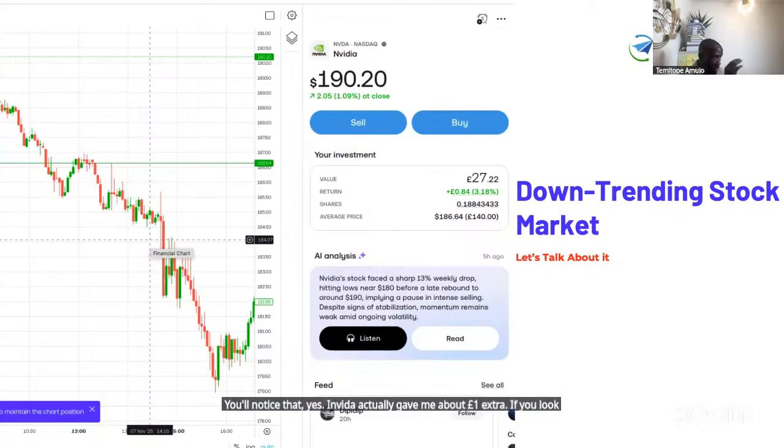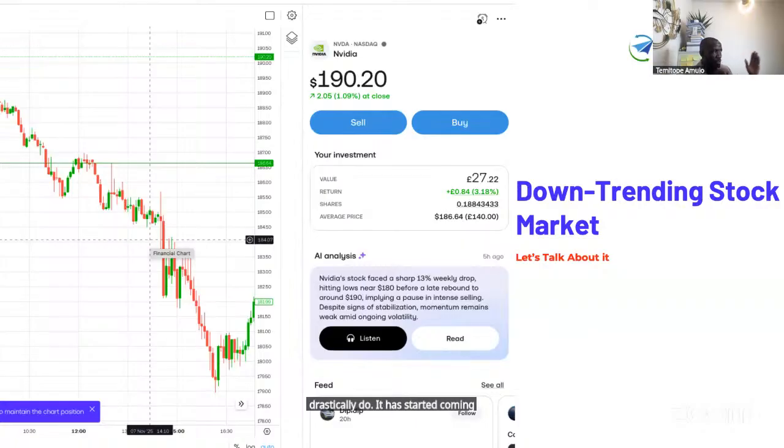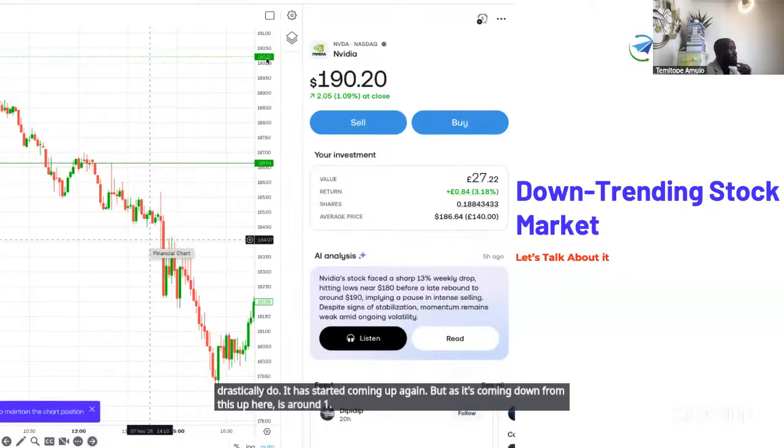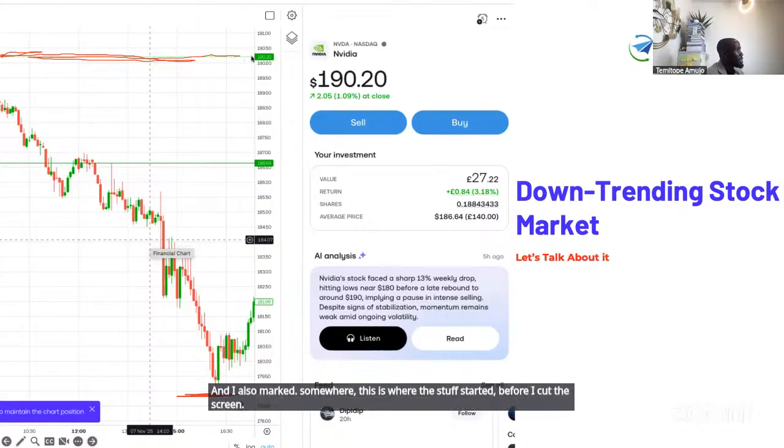But their shares, if you look at the way this thing came down drastically, though it has started coming up again. As it's coming down from up here, it's around 190.2. And it fell down to as low as, if you look at the down here, I marked here, and I also marked somewhere here. This is where it started before I cut the screen. So you can see it here.